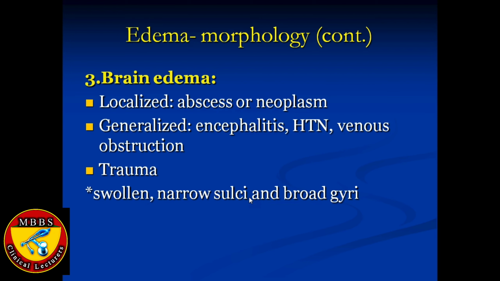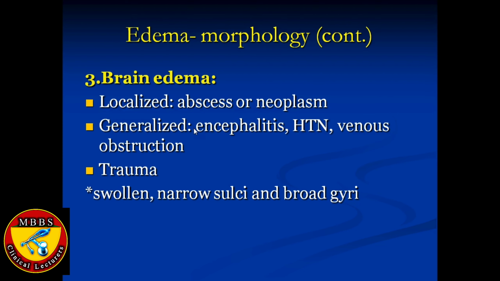Edema occurring in the brain may be localized or generalized depending on the various situations. Localized edema is seen in cases of neoplasms or certain abscess formations, whereas generalized edema is encountered in inflammation of the brain, that is encephalitis, and certain other situations. Trauma to the skull can also lead to edema of the brain tissue.